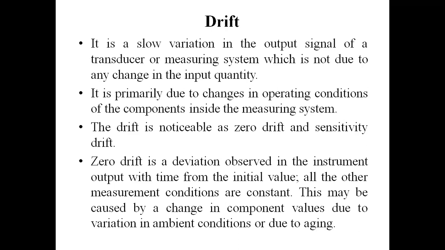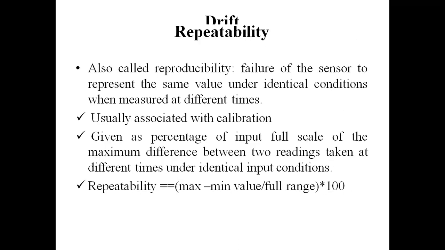So what about zero drift? Zero drift is the deviation observed in the instrument output with time from the initial value, while all the other measurement conditions are constant. This may be caused by a change in component values due to variation in ambient conditions or due to aging overall.